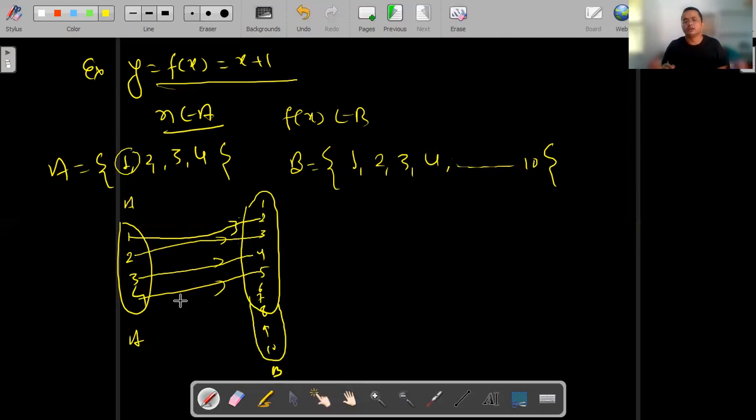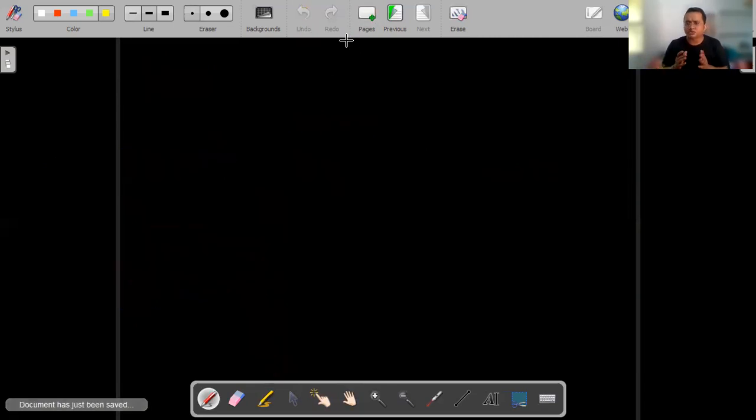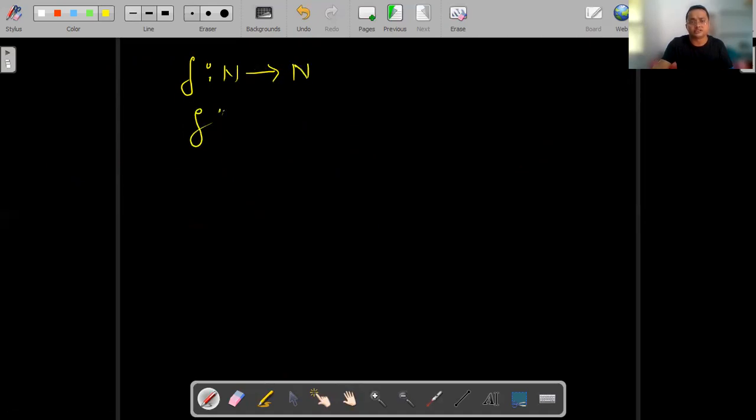Getting this? Okay. So now what we are going to discuss: when we have small sets, in that case, we can draw an arrow diagram and show that this is a one-one function. But if we have big sets, where the function is defined from natural numbers to natural numbers, or from real numbers to real numbers, it is a little difficult to draw an arrow diagram. In that case, how can we show that this is a one-one function? For that, one method we will discuss.